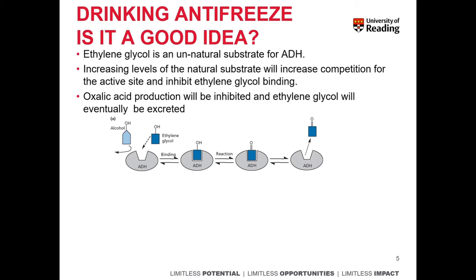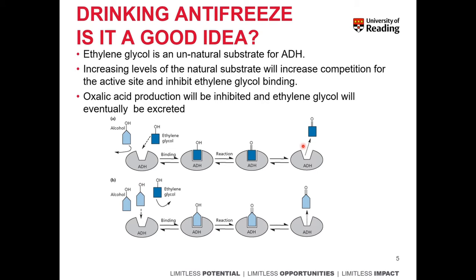Now, just to show you what is happening, if we have a low level of the natural substrate and a high level of the ethylene glycol, our natural substrate is not able to bind because the ethylene glycol will enter into the binding site. The alcohol dehydrogenase will undergo an induced fit, perform the reaction, converting it into the aldehyde, and this will then be removed from the enzyme, allowing the enzyme to perform the reaction again.